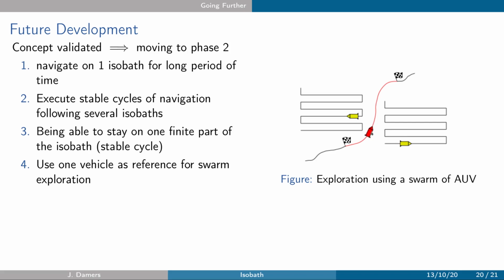And after the mission, we will process all the data. First, put the absolute position of the reference vehicle on the map. Thanks to its measurements, we know it's on the Isobath, and we will be able to know on which part of the Isobath it is on the map. And then, as we have, thanks to acoustic communications, the relative positions of the other AUVs in the red robot frame, we'll be able to have the absolute position of the yellow robot after processing.